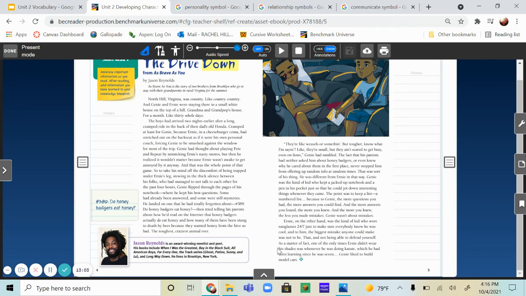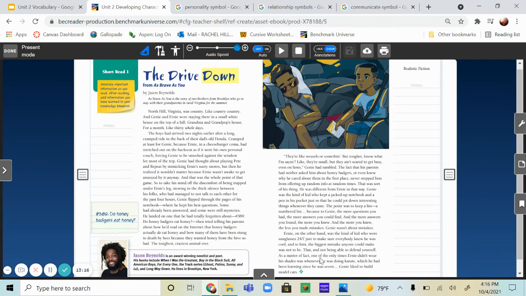As a matter of fact, one of the only times Ernie didn't wear his shades was whenever he was doing karate, which he had been learning since he was 7. Jeannie liked to build model cars." So that's where we're going to stop. Hopefully you got to make some good inferences.